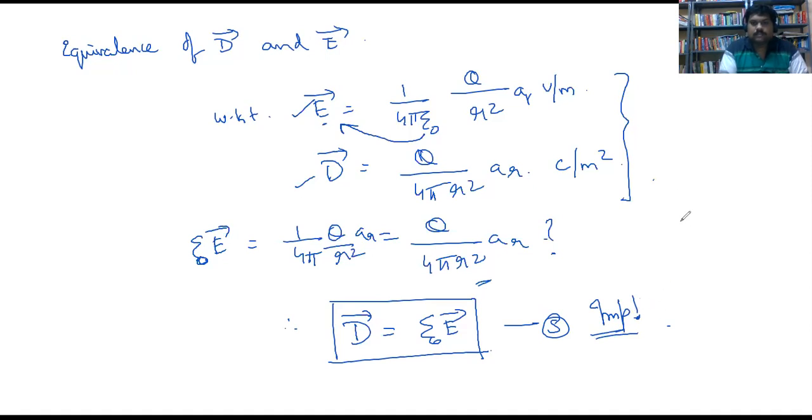One more thing. If we are talking about any material, not only free space, then for any dielectric, electric flux density D is nothing but epsilon into E.